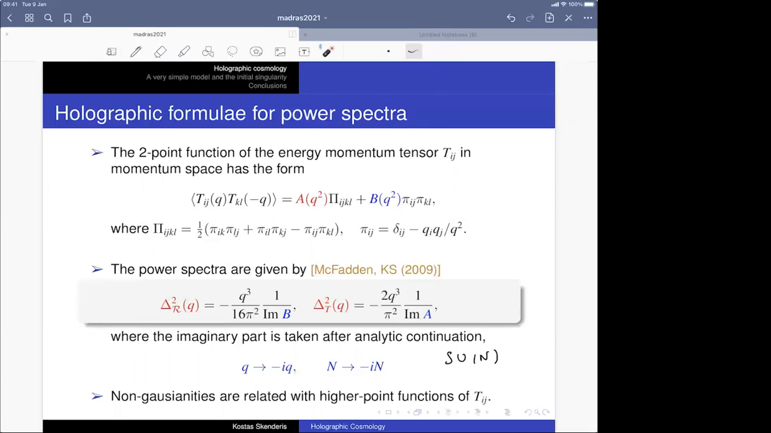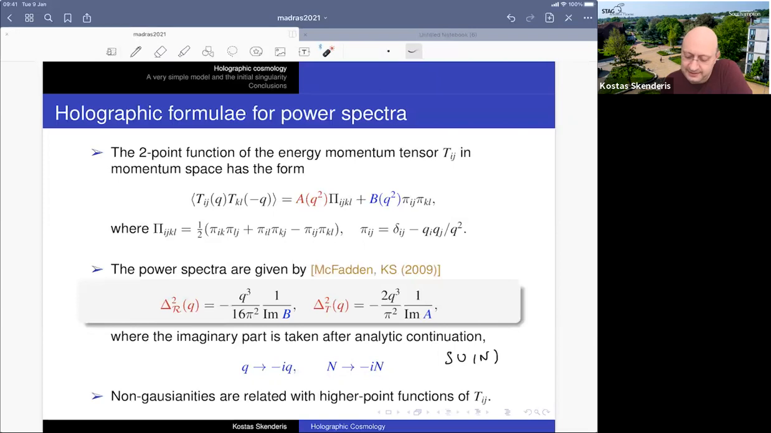That's a stupid question, actually. So does it matter whether this N goes to -iN or iN here? Yes, it does matter. So you need to have this minus sign, because in the context where you're discussing conventional slow roll inflation, these continuations are tuned so that the regularity in the interior of AdS is mapped to the Bunch-Davies vacuum. So yes, you need to have the minus in both cases.